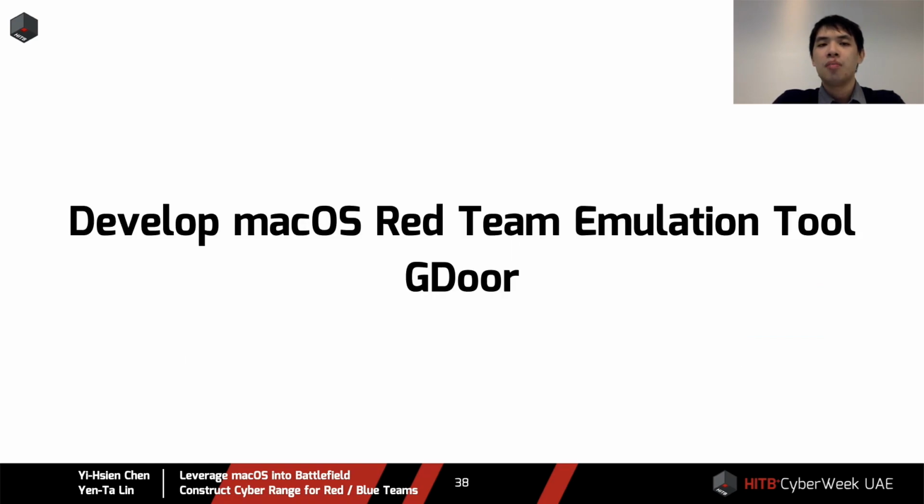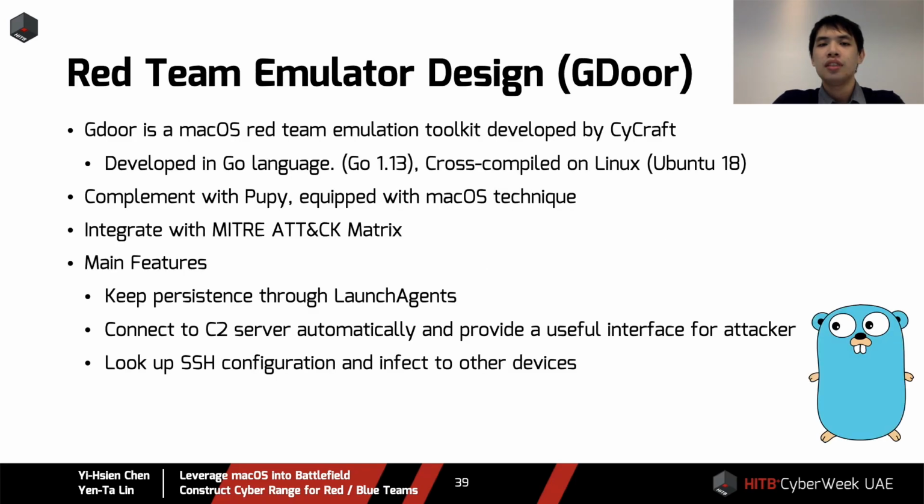Next, we are going to talk about our red team emulation tool GDOR. It is developed in Go language and cross compiled on Linux. It complements the open source RAT Pupy and is equipped with lots of macOS techniques. Most importantly, it integrates with MITRE ATT&CK techniques. It can generate logs to record every technique it uses. The main features of GDOR are that it can keep persistence through launch agents, connect to C2 server automatically, provide a useful interface for attackers, and look up SSH configuration and infect other devices.